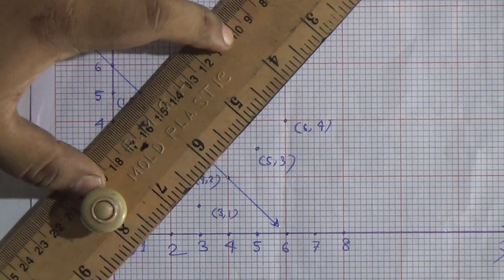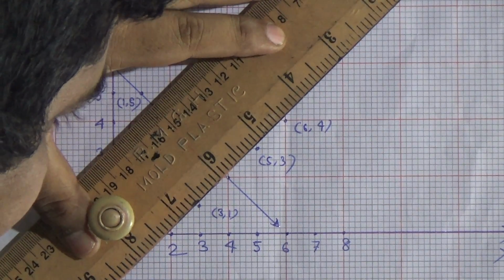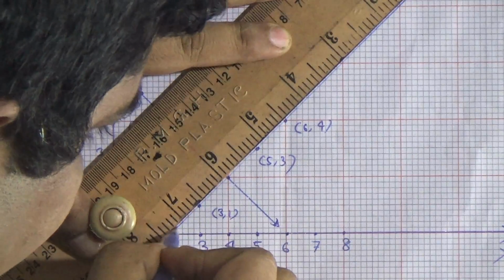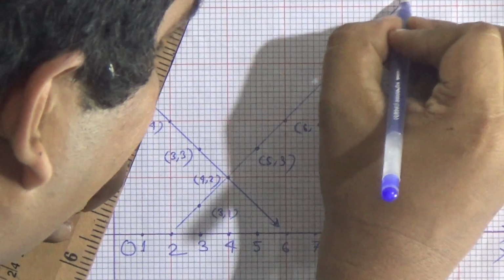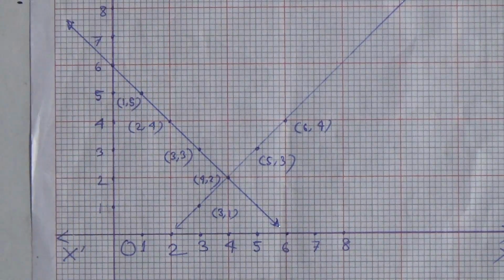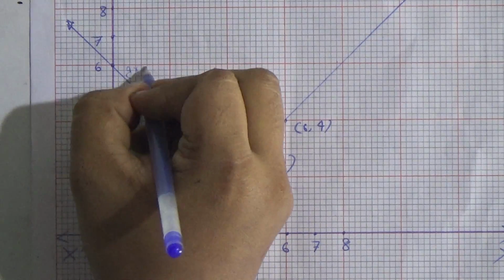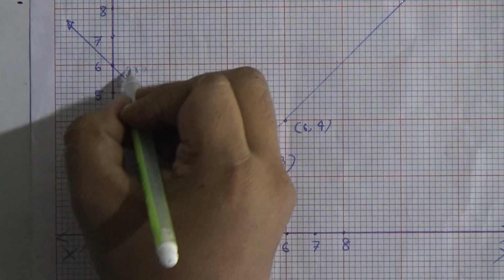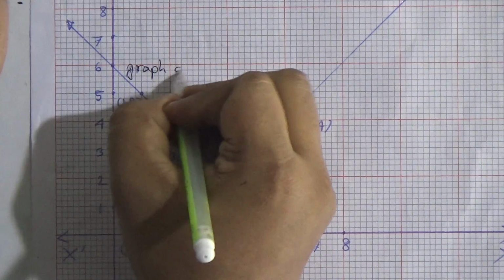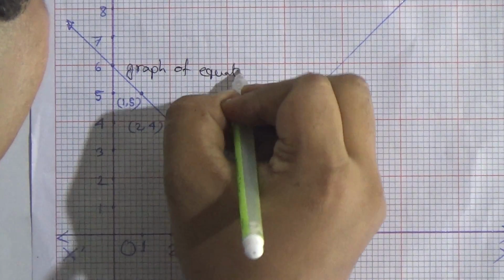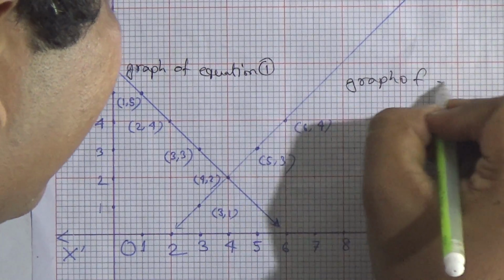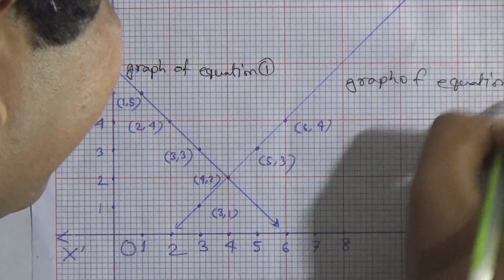Now we join these points and get a line. After that we extend this line, and we must give arrow marks here. My dear student, this is the graph of equation 1. This is the graph of equation 2.